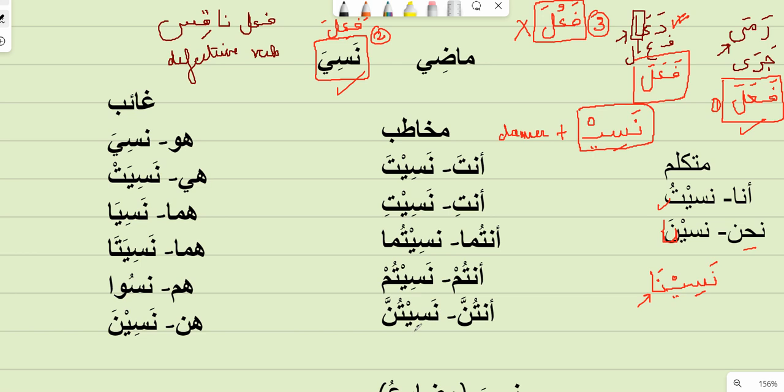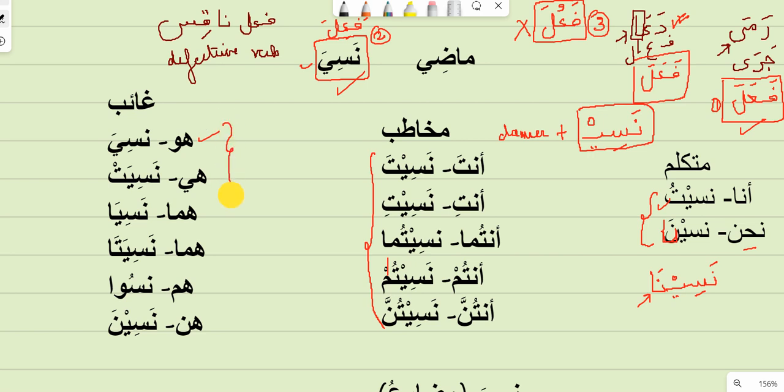Nasitum, nasitunna. Now when I come to the ghayab, the mutakallim and mukhatib are very easy. You just have to add the damir with the stem. But what happens in the ghayab for huwa? The original form of the past tense comes for huwa. And where is the damir? In mukhatib and mutakallim, you can see the visible damir attached. And in mukhatib also, you can see at the end all the visible damirs. But what about this nasiya and hiya, nasiyat?